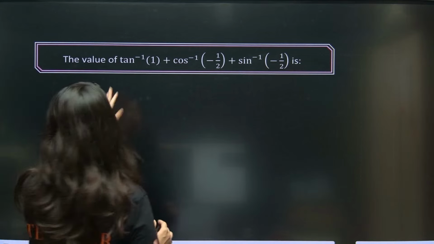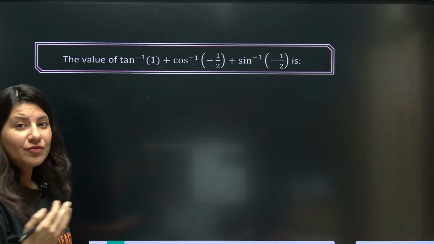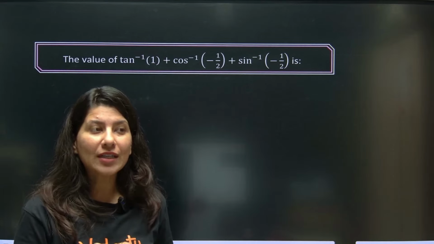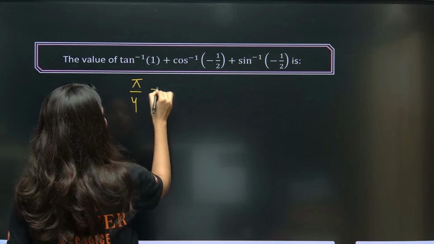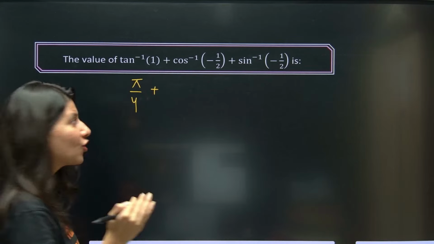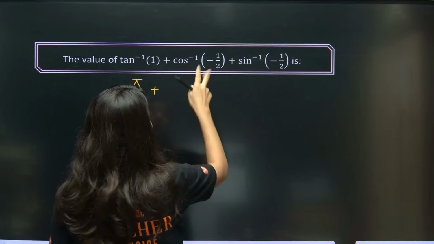Shall we solve? So, tan inverse 1. You need to figure out when exactly your tan theta is 1. Ma'am, tan theta is 1 when theta is pi by 4. See, output is angle. Please make sure now. Things are changed. Cos inverse minus half.